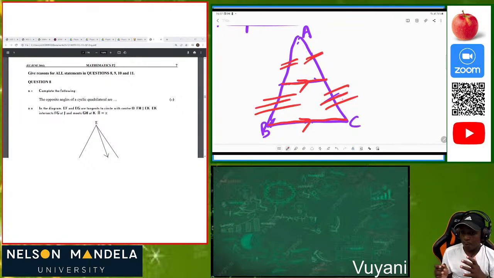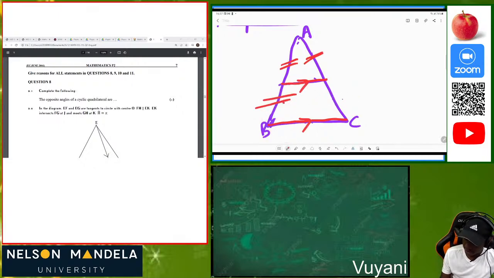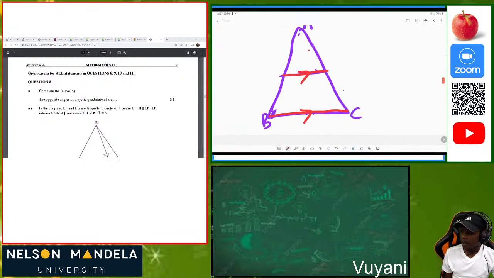So that's the proportion theorem. Now I want us to prove the proportionality theorem, so that you can understand it by proof. Okay, so now I have D and I have E here.